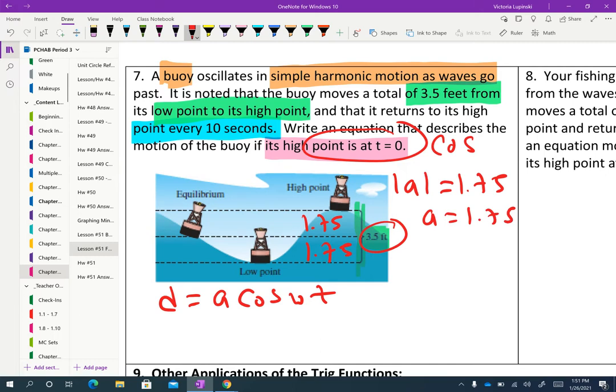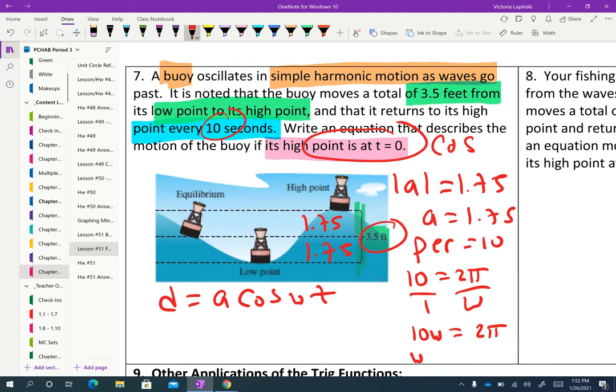Then, because of the fact that they tell you that it returns to its highest point every 10 seconds, what they are telling you is the period is equal to 10 seconds. You're then going to use that to solve for W. So 10 equals 2 pi over W. Again, very similar to 2 pi over B, just a different variable. So 10W equals 2 pi. W equals 2 pi over 10, which would be equal to pi over 5. Turns out that's everything you need. So the distance is equal to 1.75 times the cosine of pi over 5 times t.